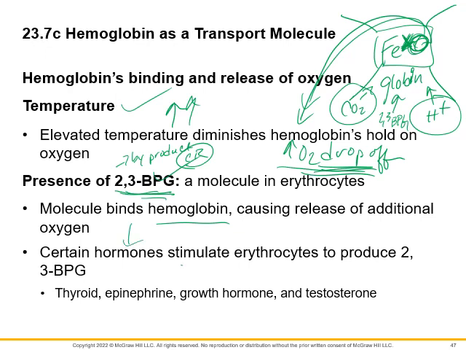Also, certain hormones can stimulate the blood cell to produce that byproduct. So thyroid has something to do with metabolism, right? Epinephrine, adrenaline, growth hormone, testosterone. These can also trigger this 2,3-BPG, which would then cause an increase in oxygen drop-off.